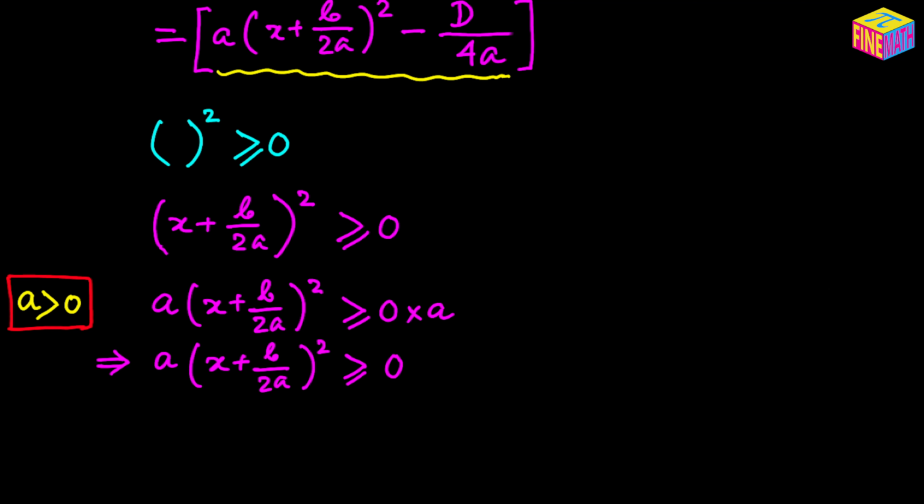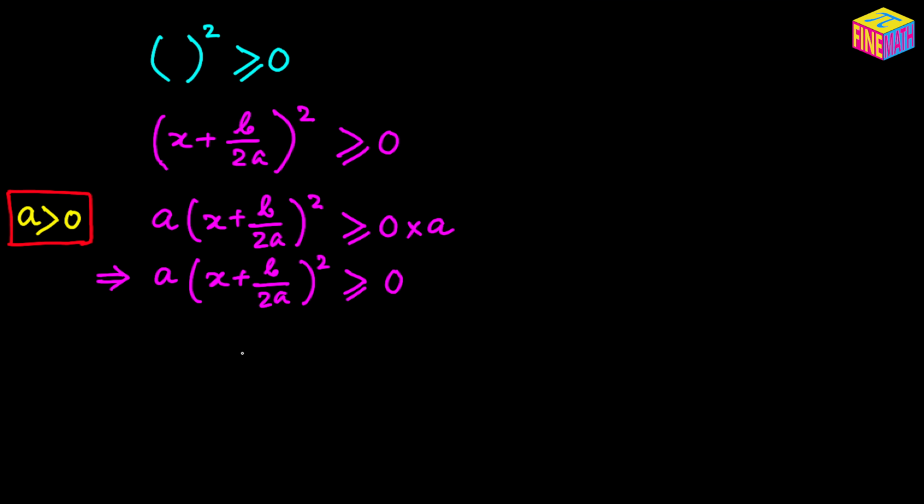Now there is one more step I need to do. I need to subtract d by 4a from both sides of this inequality. The sign of inequality should not change, because we can subtract a particular quantity from both sides of the inequality and the inequality would still be intact, right? So our original quantity is a times (x plus b by 2a) whole square, which was greater than or equal to 0, and I am going to subtract the quantity d by 4a from both sides.